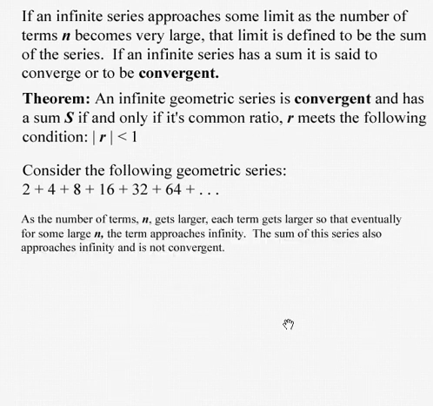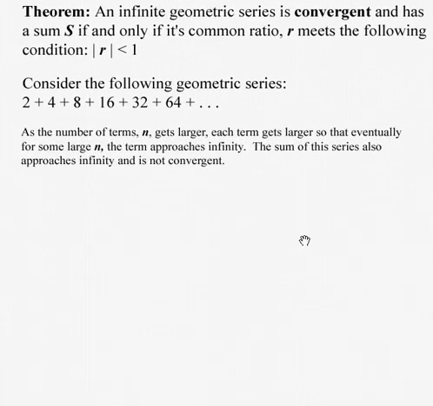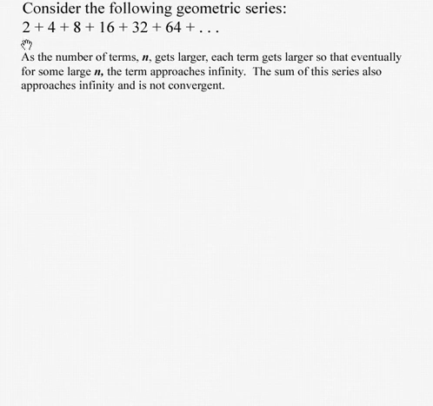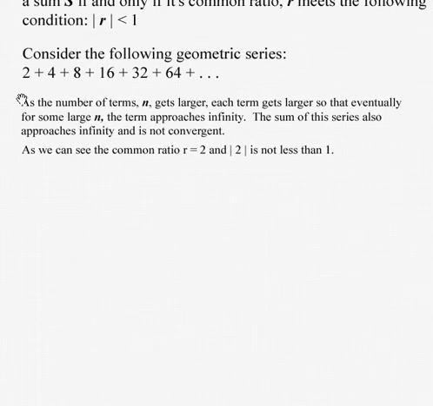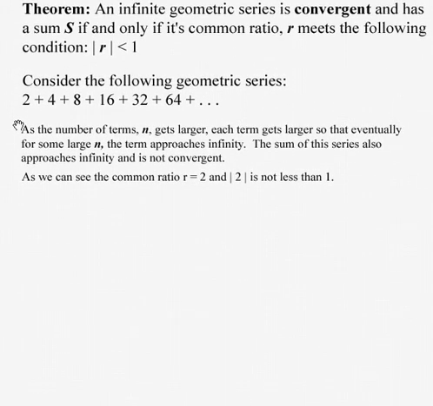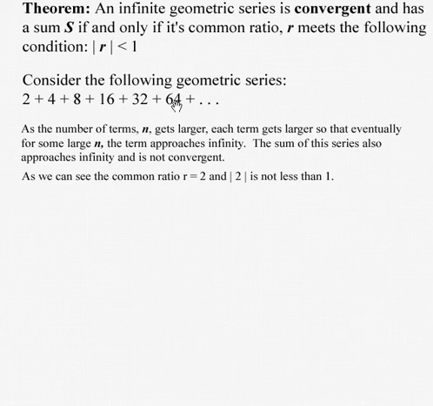This is an infinite geometric series. As we look at this, as the number of terms gets larger, each term itself gets large. So eventually one of these terms itself is going to be approaching infinity. And in that case, the sum of that series is also going to approach infinity and not be convergent. And we can show that this theorem illustrates that this particular series does not have a sum. If we look at that in more detail, the common ratio is 2.